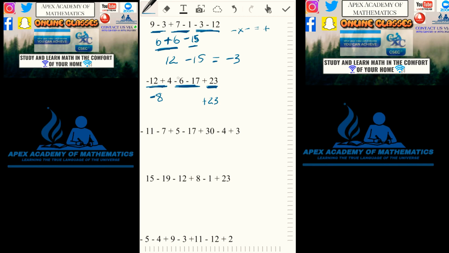So here I owe 6, and here I owe 17. So if I owe 6 and I owe 17, how much do I owe in all? I actually owe 23. So if I owe 23, then of course I'm going to just add that 23 that I brought down.